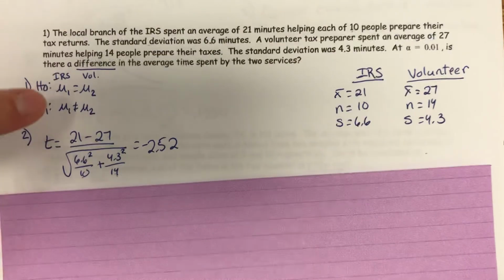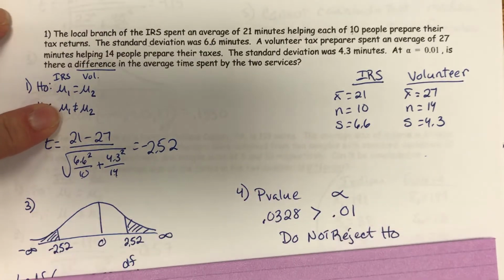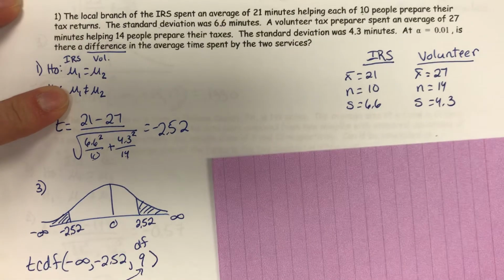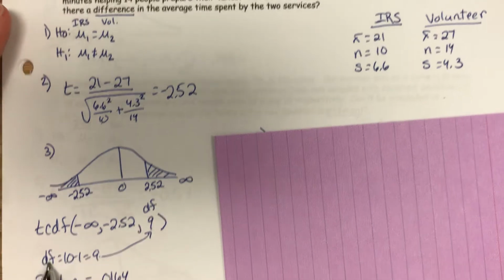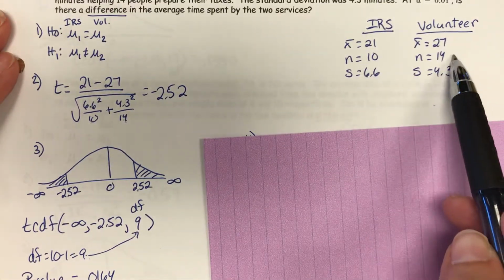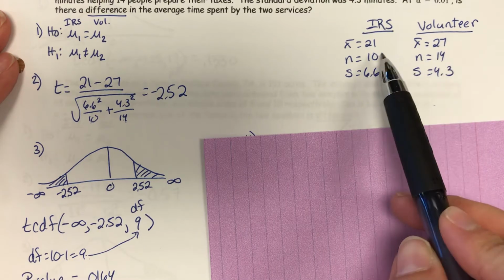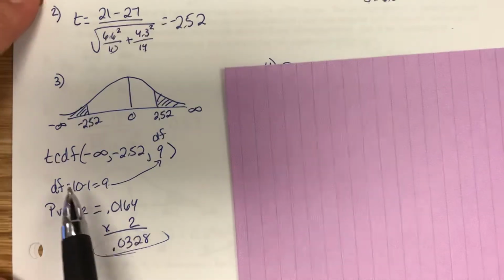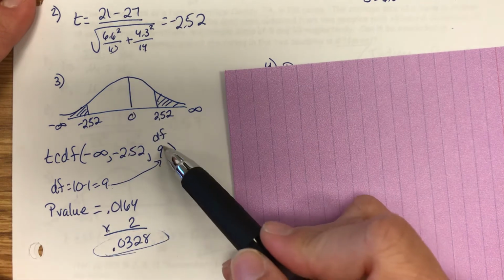Now, if it's equal, not equal, that means it's a two-tailed test. When you set that up, this is where you've got to be careful with your degrees of freedom. We've got a sample size of 10 and a sample size of 14. So when you're figuring out your degrees of freedom, you're going to go with the smaller sample size, 10, and then subtract 1 to get 9, which is why I use that here.